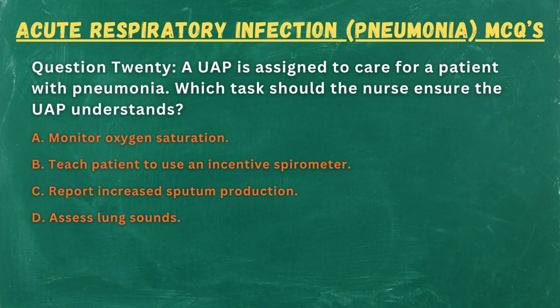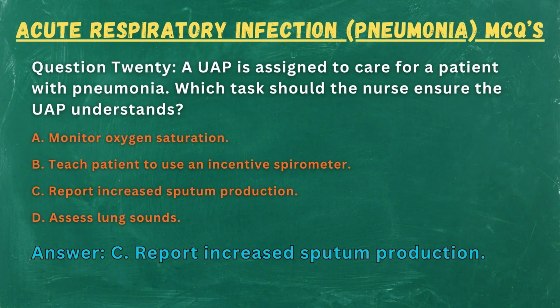Question 20. UAP is assigned to care for a patient with pneumonia. Which task should the nurse ensure the UAP understands? A. Monitor oxygen saturation. B. Teach patient to use an incentive spirometer. C. Report increased sputum production. D. Assess lung sounds.